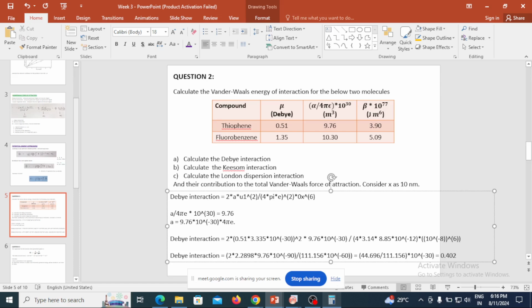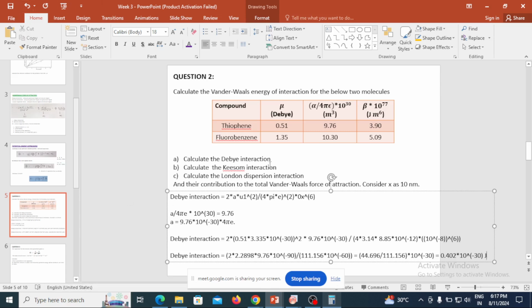Point 402 times 10 to the power minus 30. So these many joules. So this is the amount of energy, or the potential energy, that comes from the Debye interactions. Similarly, we have to do the same for Keesom and London dispersion interactions.